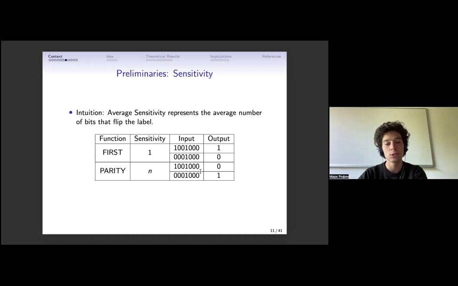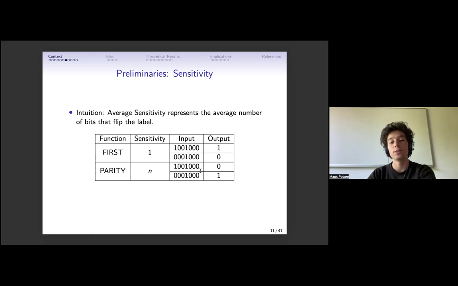So for the first string here, there are two ones, so the output is 0, and for the second one, the output is 1. Here, every bit influences the outcome of the function, because if you flip any bit, then you increase or decrease the number of ones by 1, and so you change the evenness of the number, so you change the evenness of the string, and the parity also changes. That's why parity is the most sensitive function of all possible with sensitivity n.